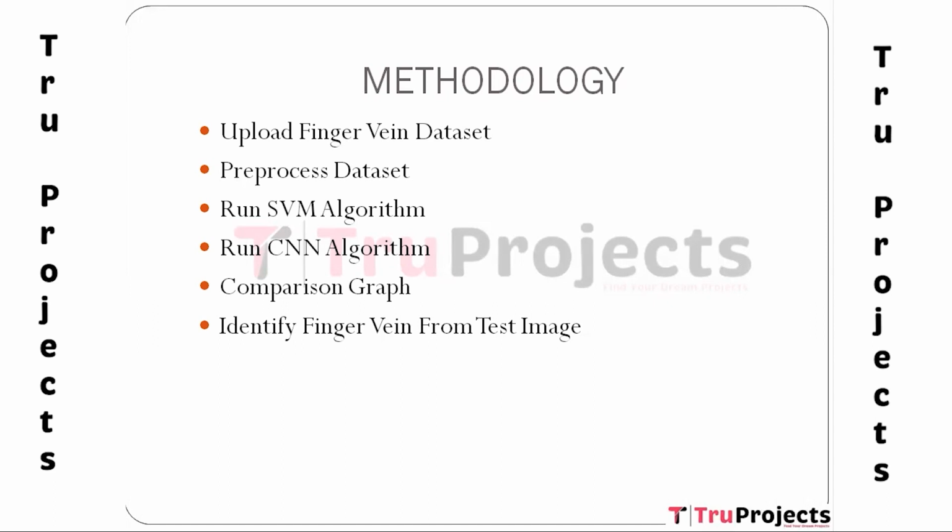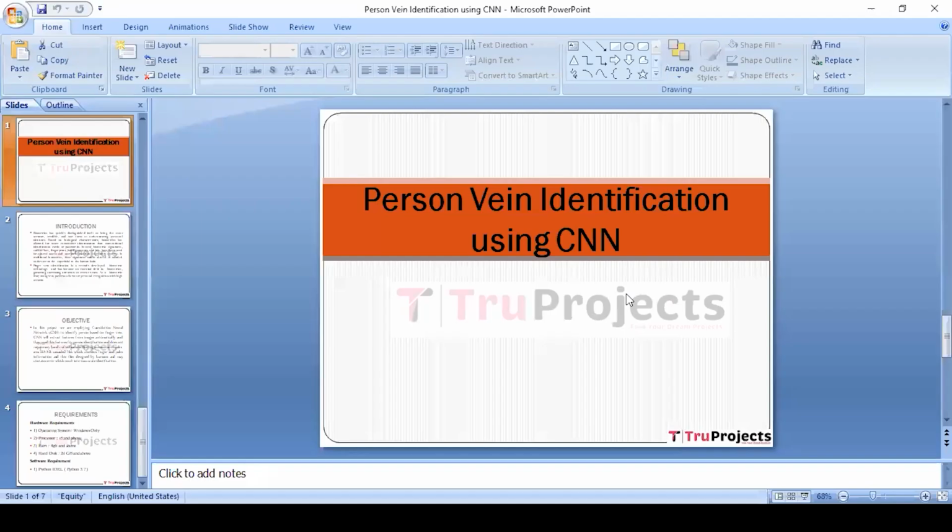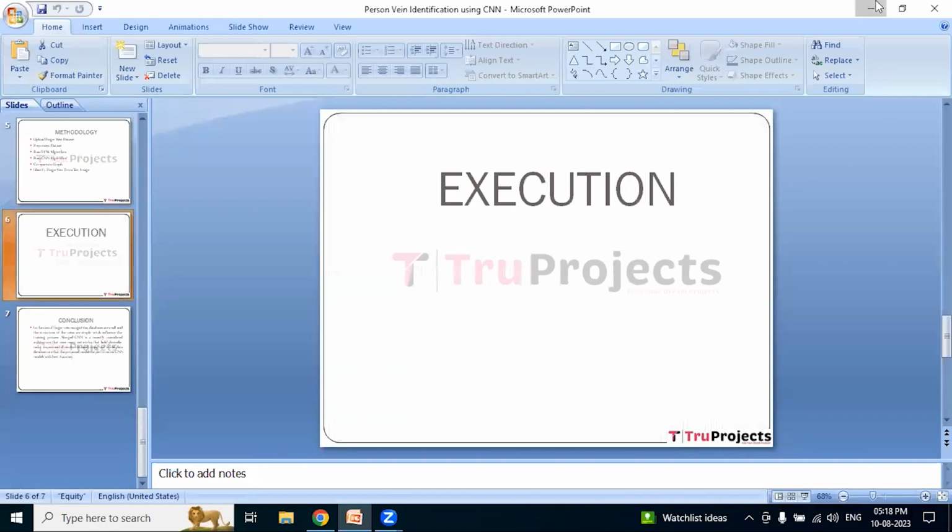Fifth module, comparison graph. Using this module, we will plot a comparison graph between both algorithms. Sixth module, identify finger vein from the test images. Using this module, we will upload a test finger vein image and then CNN will analyze the vein image and identify the person from that image. Next, coming to the execution, close this file and go to the code file.